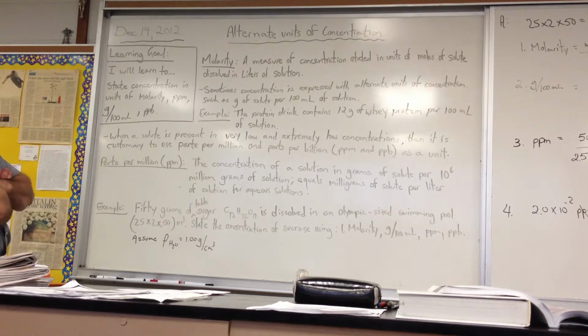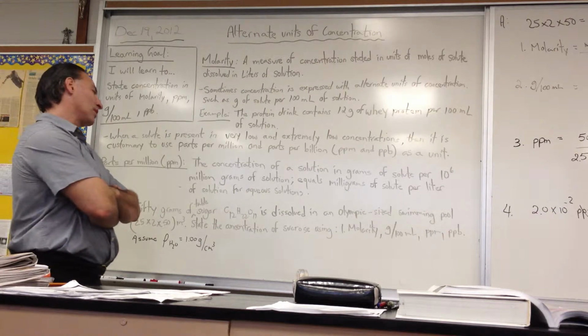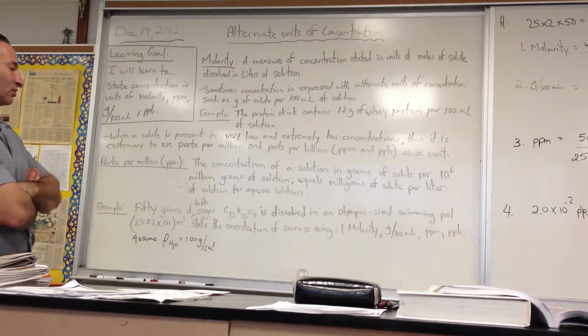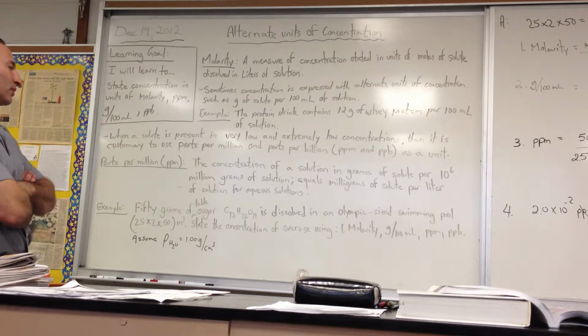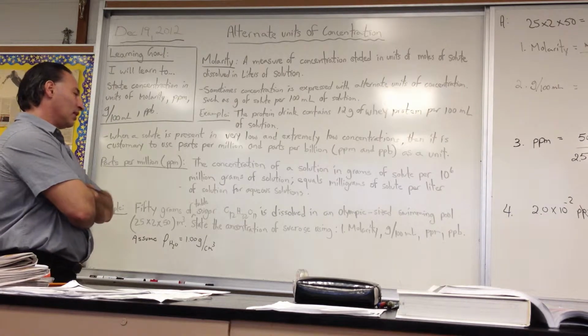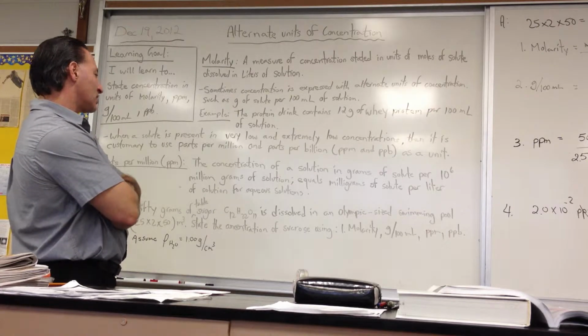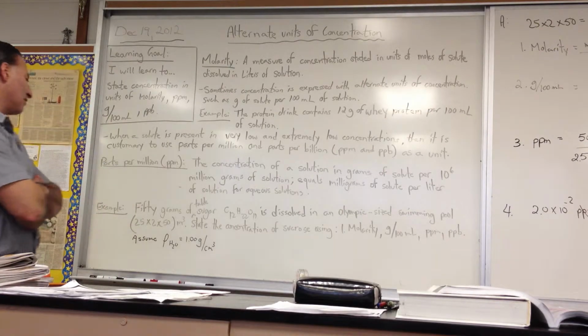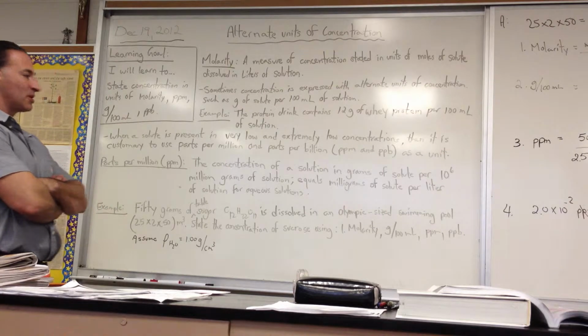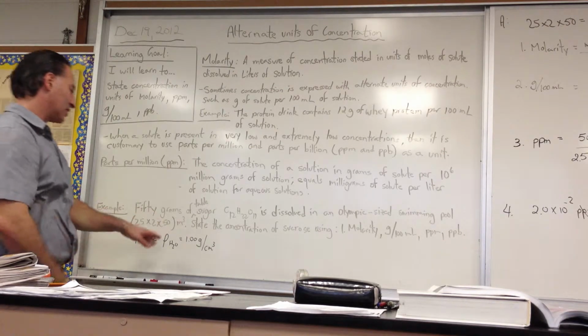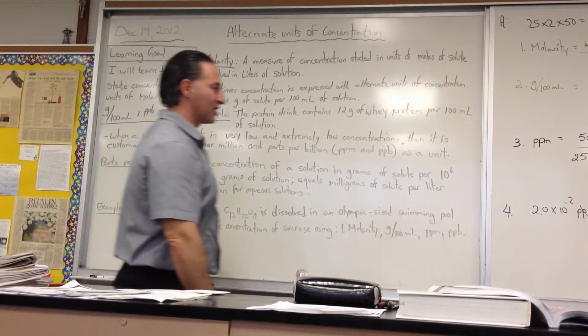Here's an example that we can use to show all the four different ways. 50 grams of table sugar, which has the formula C12H22O11, basically two glucose molecules stuck together with a water molecule removed to form the bond, is dissolved in an Olympic-sized swimming pool with dimensions of 25 by 2 by 50 meters. State the concentration of sucrose using molarity, grams per 100 ml, parts per million, and parts per billion. And let's assume that the density of water is 1 gram per centimeter cubed.